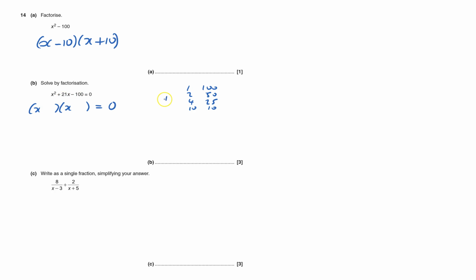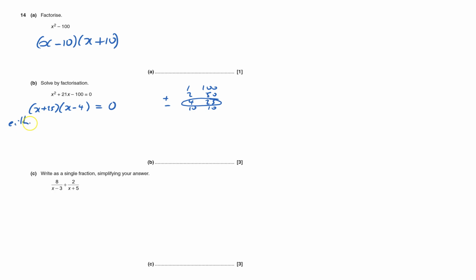It's minus 100, so one's going to be plus and one's going to be minus. So I'll put a plus in and I'll put a minus in. And we want 21, it's obviously going to be this. I want to be plus 21x, so it's going to be plus 25 and minus 4. Just check. X squared minus 4x plus 25x is 21x, and then minus 100. That's good.